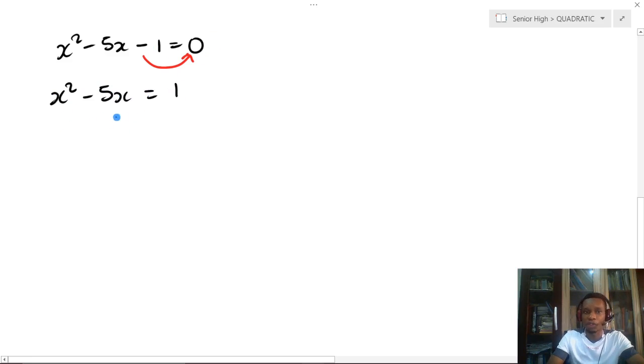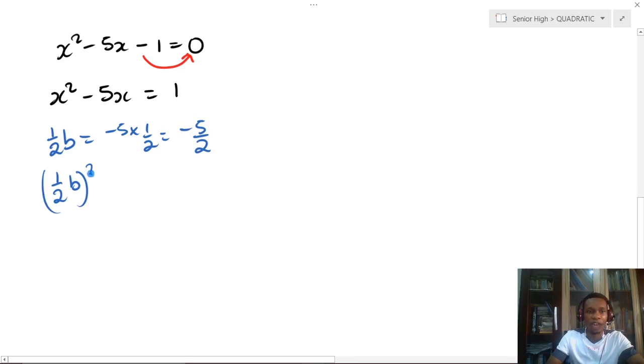Now, what's the next thing we do? We take the half of b. So let's do that. Take the half of b, and that will be what? Minus 5 multiplying 1 over 2 will give us minus 5 over 2, right? Then take the half of b squared. So take the half of b and then square it. That will be minus 5 over 2 squared, right?